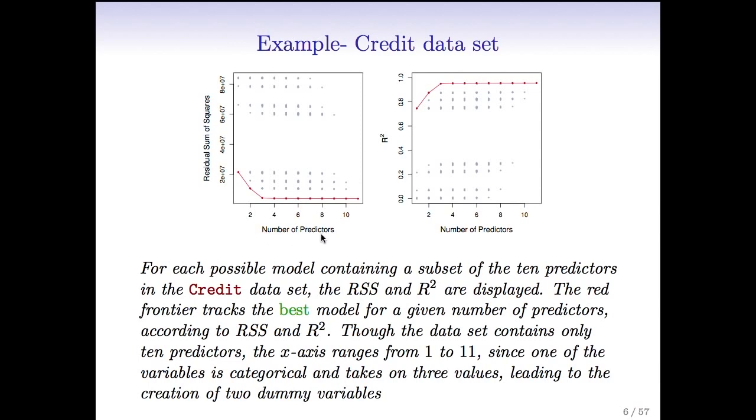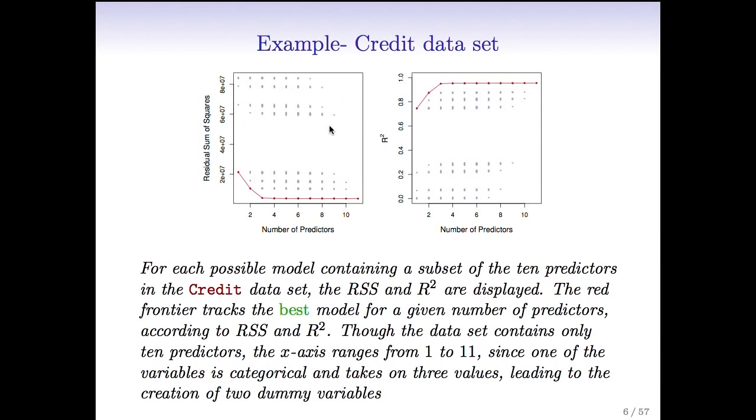So here, this x-axis is the number of predictors. It actually goes from 1 to 11 because one of these predictors is categorical with 3 levels. And so we used a couple of dummy variables to encode that. And on the y-axis is the residual sum of squares for each of the possible models. So for instance, this dot right here indicates a model that contains one predictor with a pretty terrible residual sum of squares. And all the way down here, we've got a model with 11 predictors that has a pretty decent residual sum of squares.